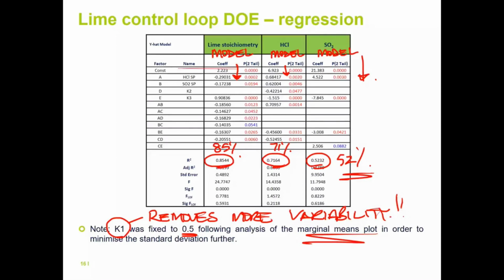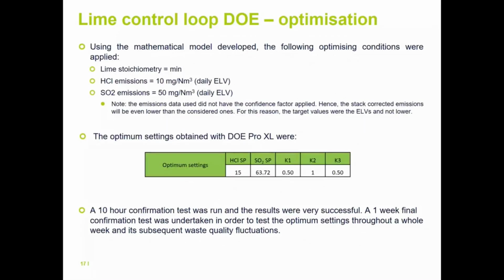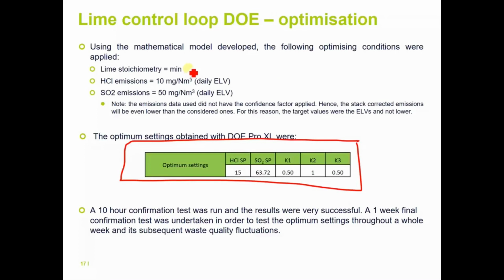Using these models, we are now going to ask the computer, what are the best settings? Please make a prediction out of the 2.5 million combinations that we didn't test. And what does that tell you? It tells you this is the sweet spot. Okay, so here are the requests, by the way, to the models. We want stoichiometry to be at a minimum, HCl to be less than 10 milligrams, SO2 to be less than 50 milligrams. That was the request, and the computer came back and said the sweet spot sits right here.